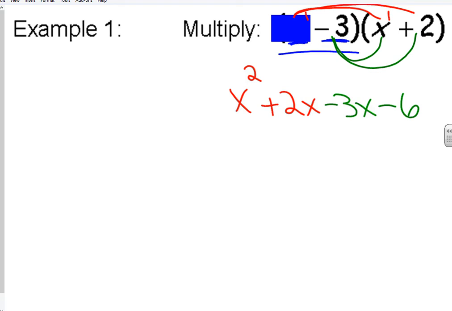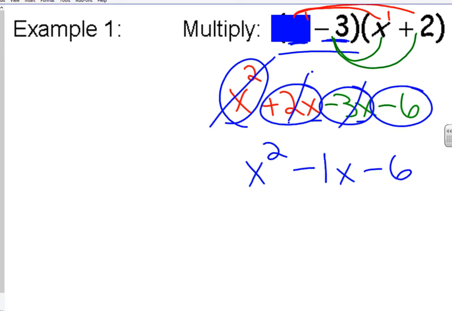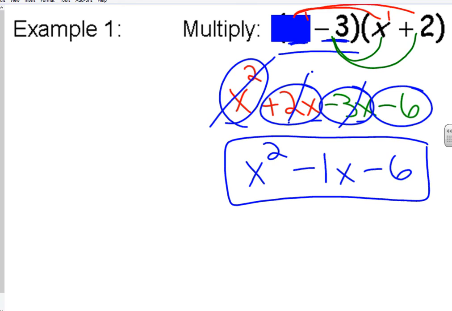Our last step is to combine like terms. My highest exponent, check for a like term, put it in the answer. My next highest exponent, check for like terms, combine them. 2 minus 3 is negative 1. Their last name is x. I don't add my exponents because I'm not multiplying on this step. And then my constant, hey, it goes straight to the answer. This is your final answer for example 1.